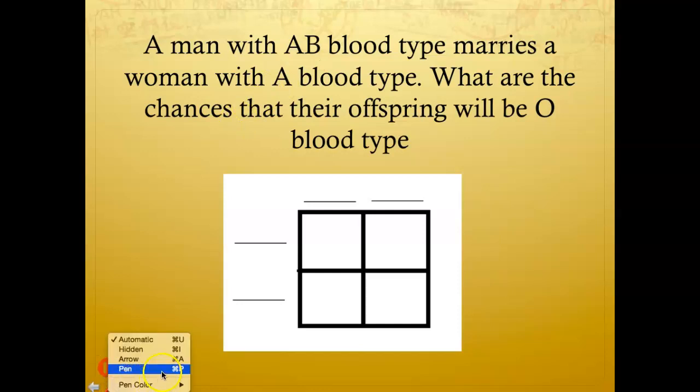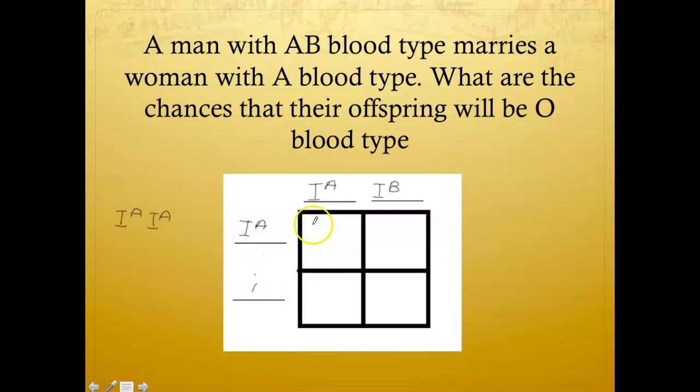So let's take a look. Here is AB. And the man marries a woman with type A. So for type A, let's assume that she has the recessive allele. We're assuming that she has it. She doesn't have to be this type. She could be this. But we're just going to make that assumption here.